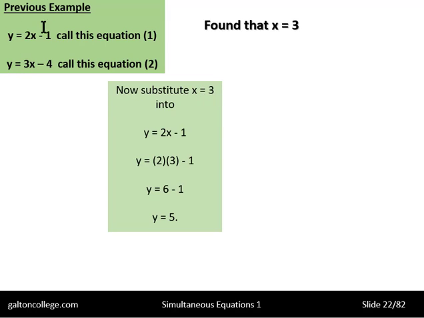You can put it up in the top one if you want, equation 1. So you have 3 2's are 6, 6 minus 1 is 5. Put it in the bottom one. 3 3's are 9, 9 minus 4 is 5. So it works. It must work for both of them. So therefore the solution to that is y equals 5.